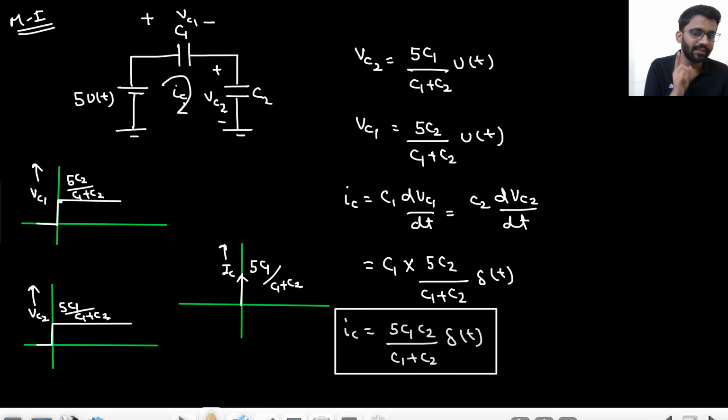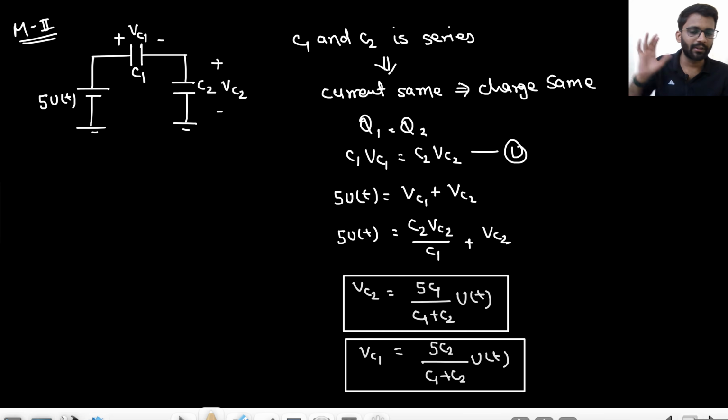So if there is infinite current, something will happen. And what will happen? The capacitor will change its voltage immediately. Okay, so this is the point I wanted to deliver here.